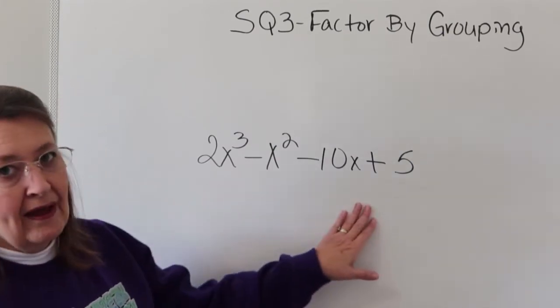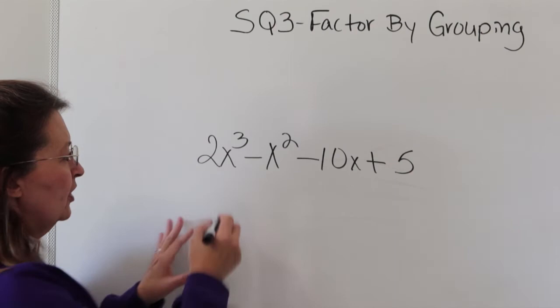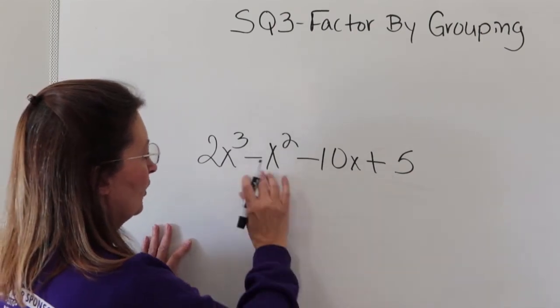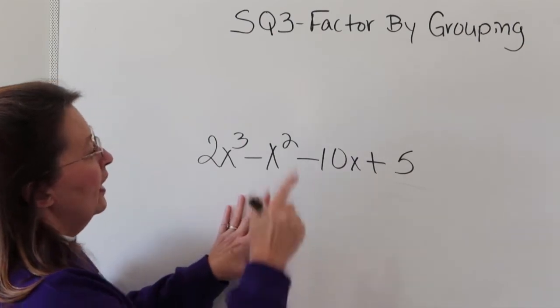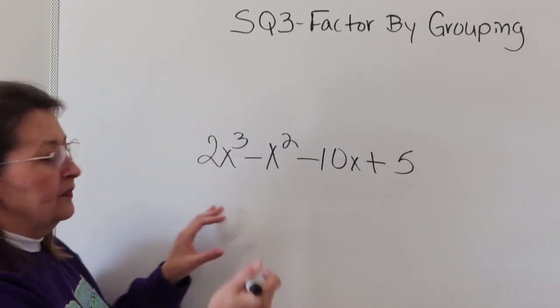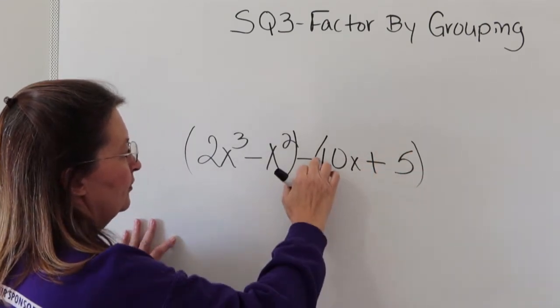Okay, we got one more problem. Now, analyzing it, it is quadratic because I have exponents. I have 4 terms. 1, 2, 3, 4. Terms are separated by plus and minus signs. Don't forget that. So I'm going to factor by grouping. So let's just group these two and these two.